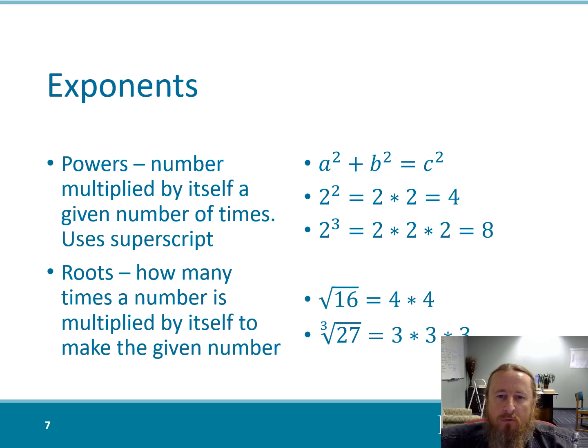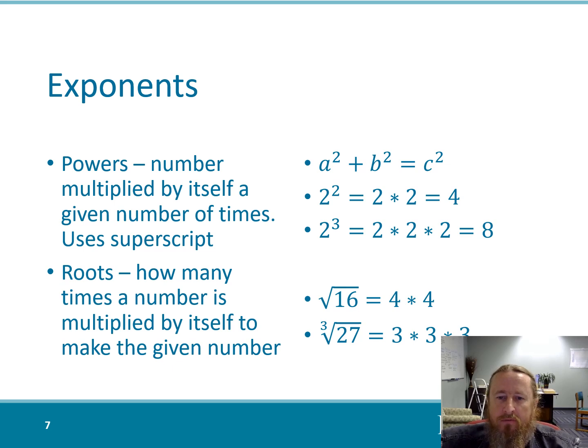Note, you are not multiplying the number times the subscript or the superscript. You are multiplying the number by itself as many times as indicated by the power. Roots ask us the opposite. They ask us how many times a number is multiplied by itself to give us the number under the root. We do not use a first root, so if we have not written a number, it is a square root.